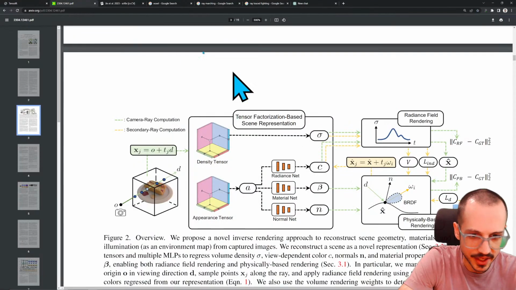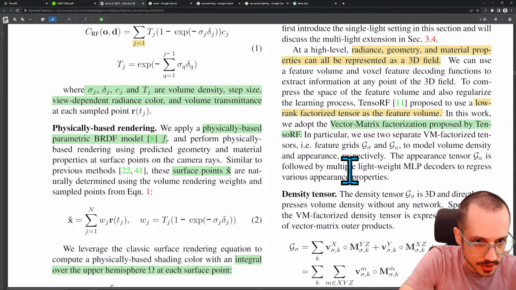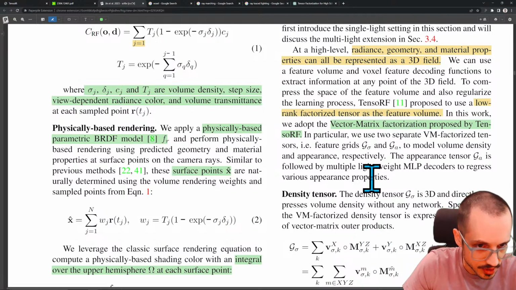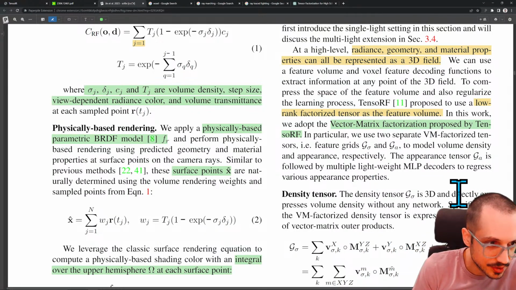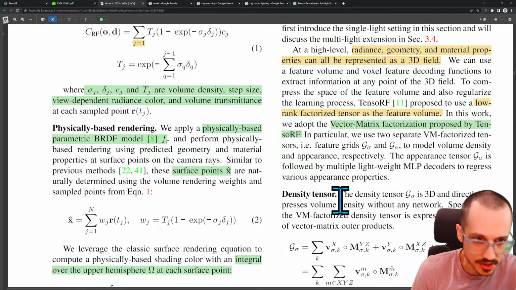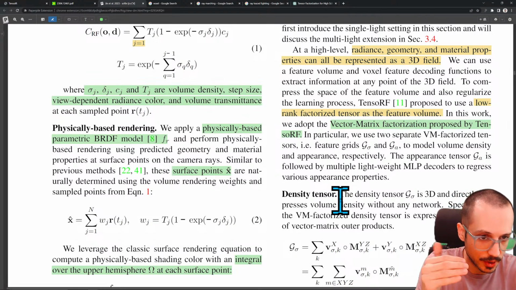That didn't really help us, but basically there's a specific type of tensor factorization that they're going to use. We use 2 separate VM factorized tensors. Okay, so there's actually a feature grid specifically for the volume density, and then there's a feature grid specifically for the appearance. So they're separating that out. They don't have one feature grid for everything, right?